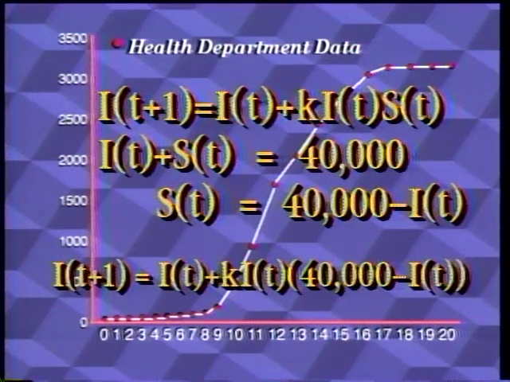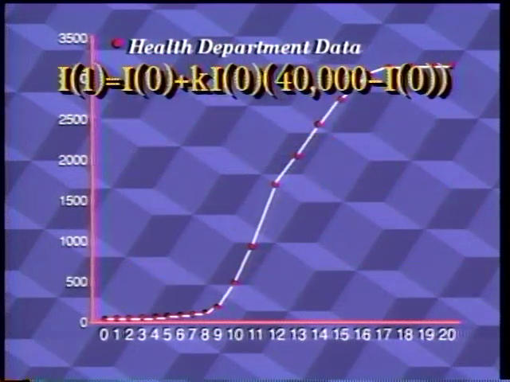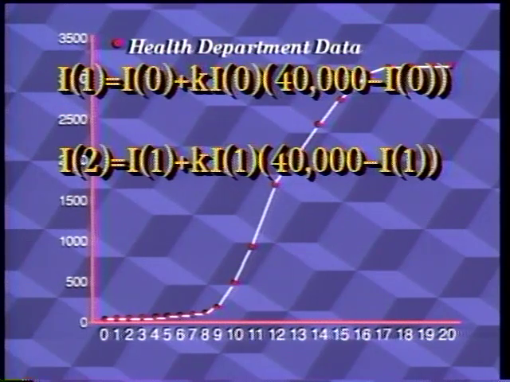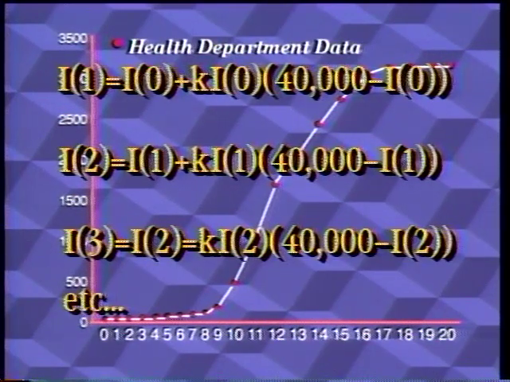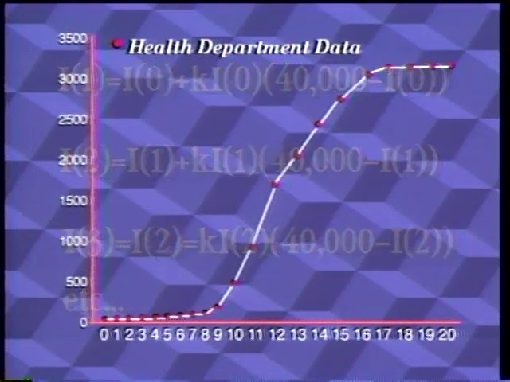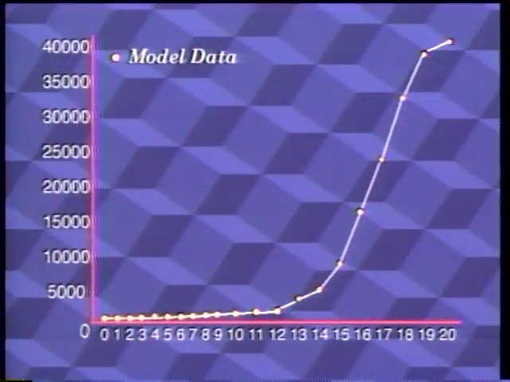Unlike our previous model, we cannot find an explicit solution to this problem. It is a nonlinear difference equation. However, we can iterate through the system, noting that different values of k for different infection rates would increase or decrease the values of I at time t plus 1. Let's plot the results of our model.